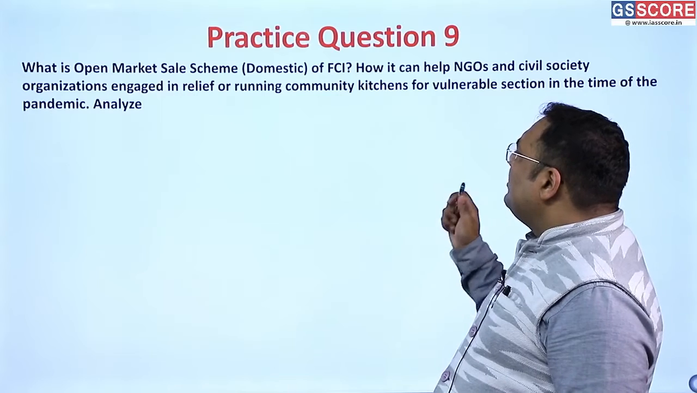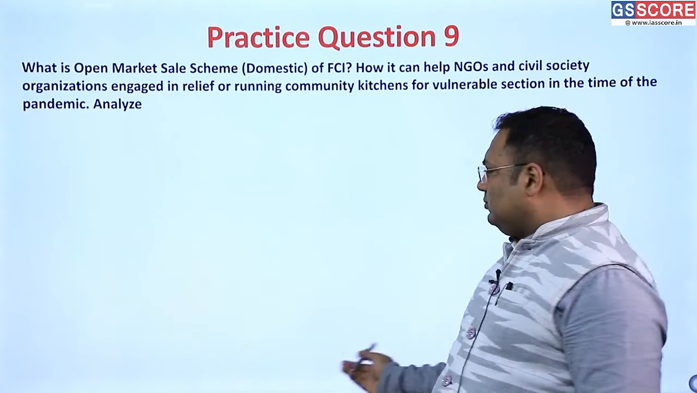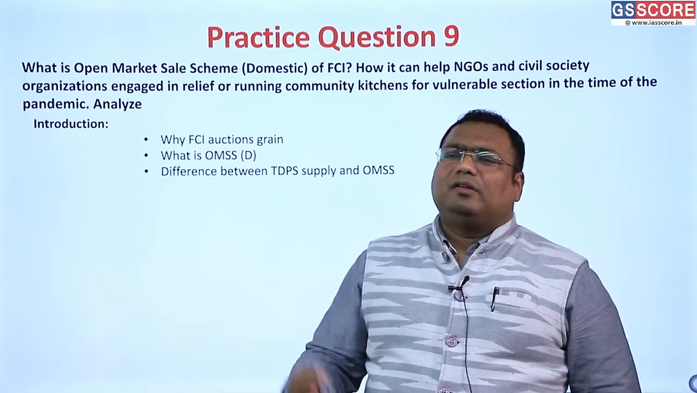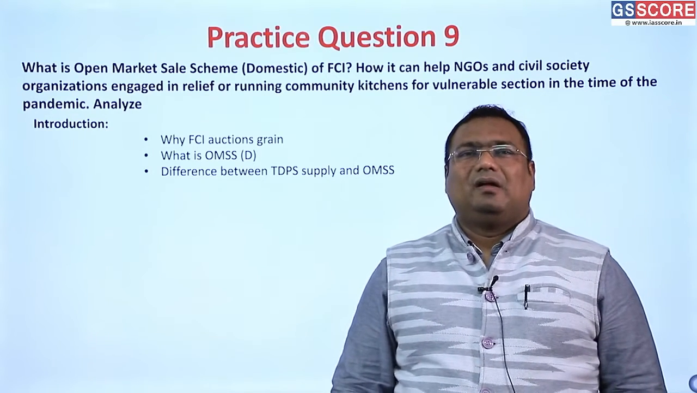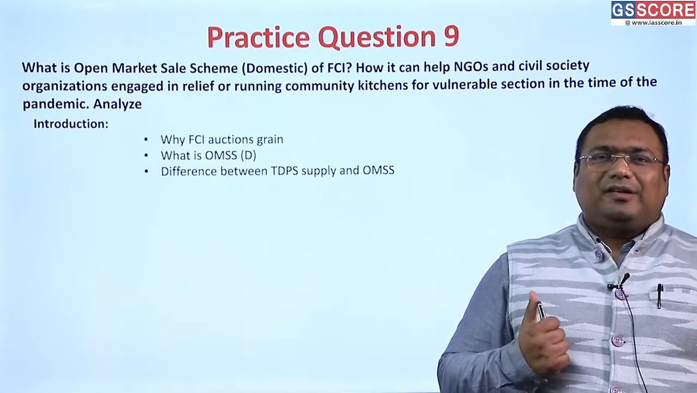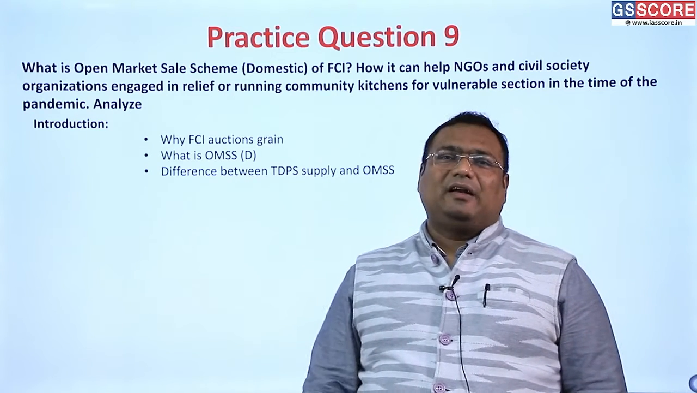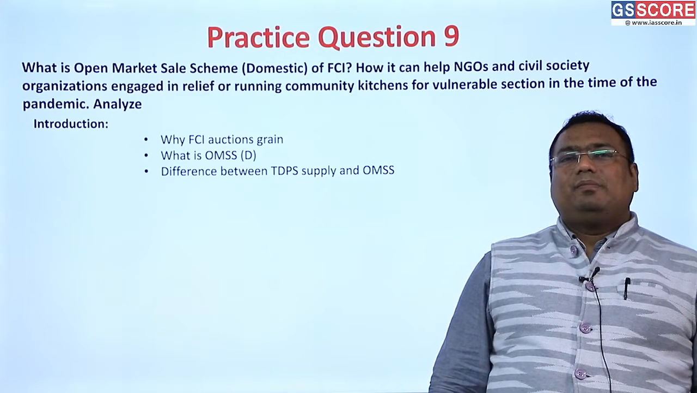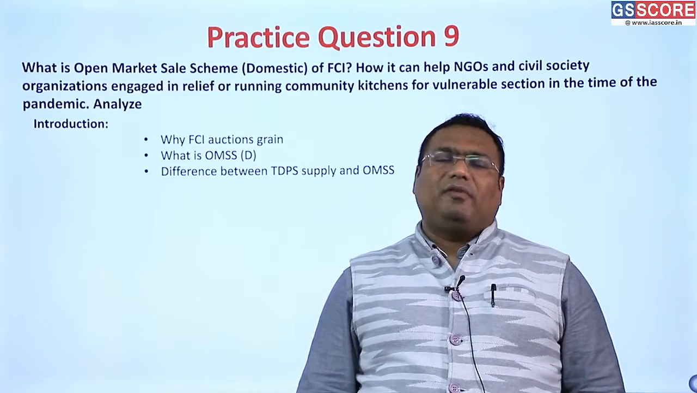What is open market sale scheme? What is FCI? And then the second part very briefly. Relatively a shorter question in fact. So let us start the discussion. Why FCI auctions grain? So you must understand that FCI plays a very important role in the agricultural markets. FCI does purchase at the MSP, minimum support price, and by doing so it supports the farmer as well.